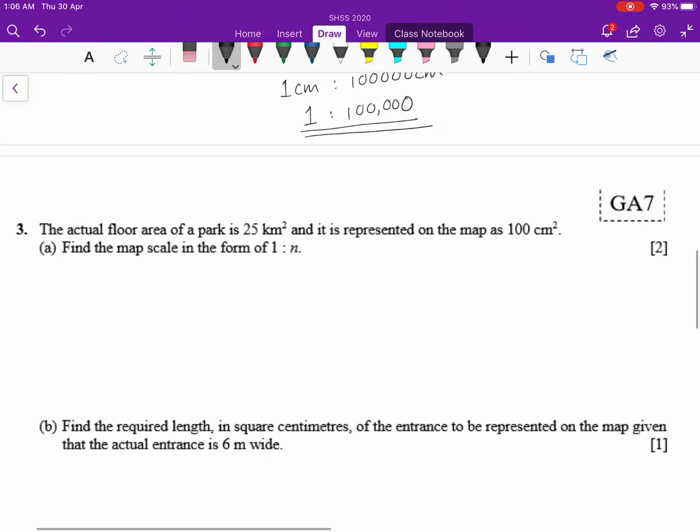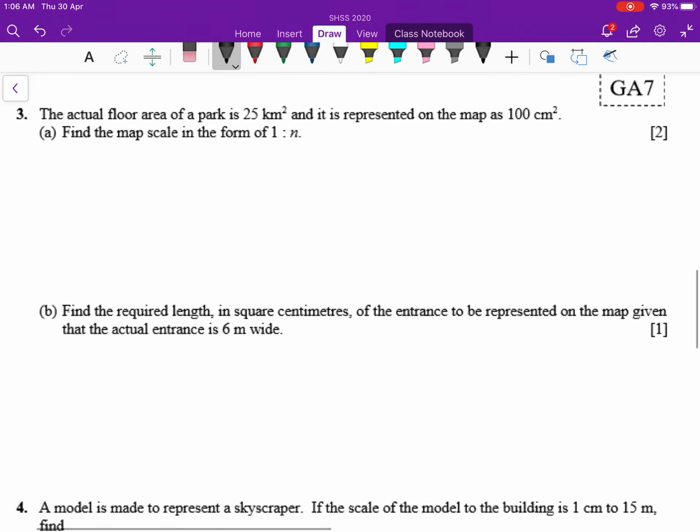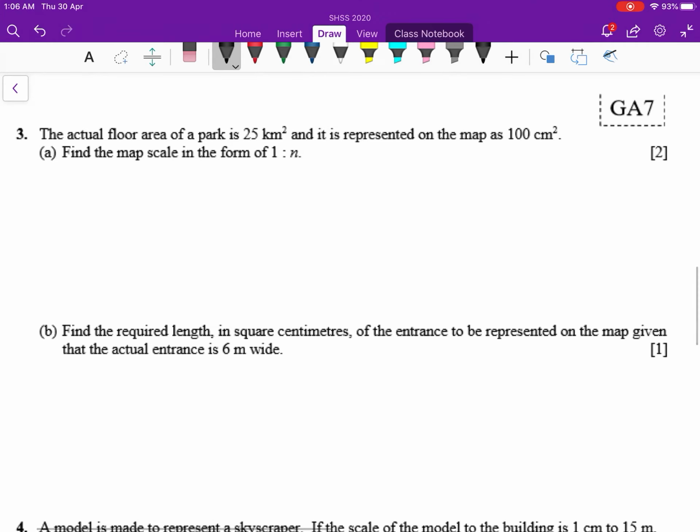Let's do question number 3. The actual floor area of a park is 25 km square and it is represented on the map as 100 cm square. On the map is the left side, 100 cm square. On the right side is our actual area, which is 25 km square.